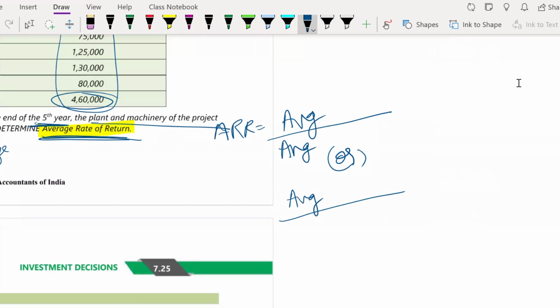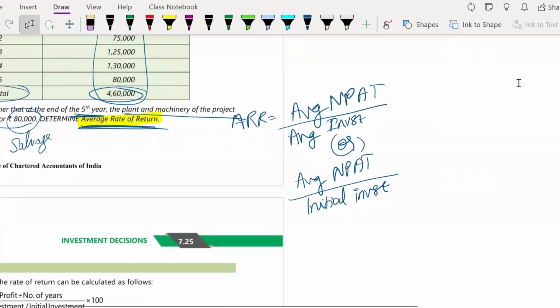Come on, fast. Average net profit after tax divided by average investment, or you can do average net profit after tax divided by initial investment. By both the methods, you have to do and come. If I'm not spelling your name wrong, it is Tirisha only. She has answered. Very good.